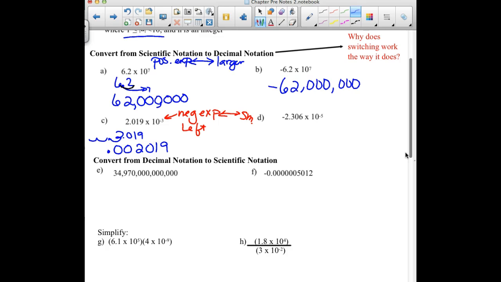All right. Question D, we are moving 5 spaces to the left. So again, we're going to use up 1 to get beyond that 2. We would need 4 more zeros.